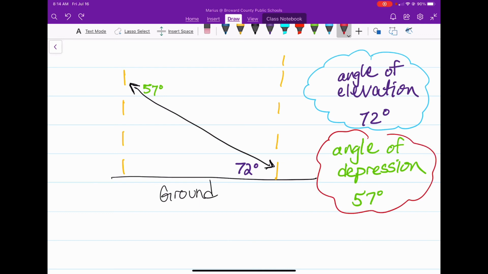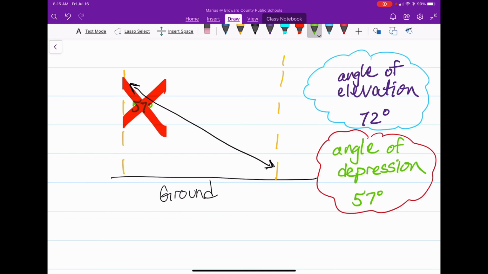If I was using the angle of depression, then my right triangle would be this one here, like this, okay? So I just want to make sure that we're clear on how to label an angle of elevation versus an angle of depression. Because sometimes people may make the mistake and put the angle of depression right here, which is wrong. That is wrong. You can't go there, okay?